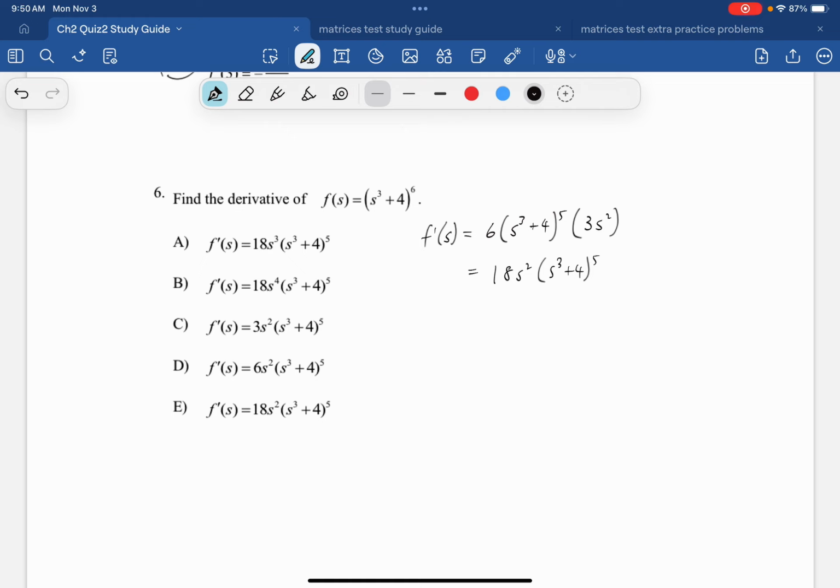Looks like that is going to be... No, that's not part A. It's answer E. Wow, these are very hard to differentiate. So you better look very closely.